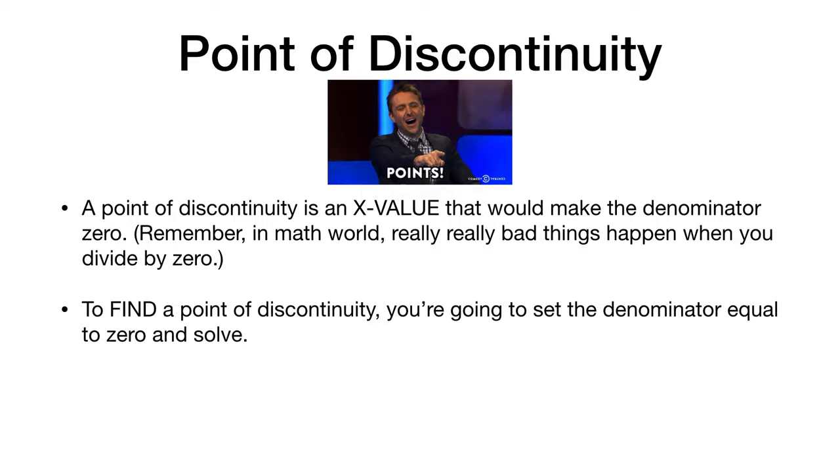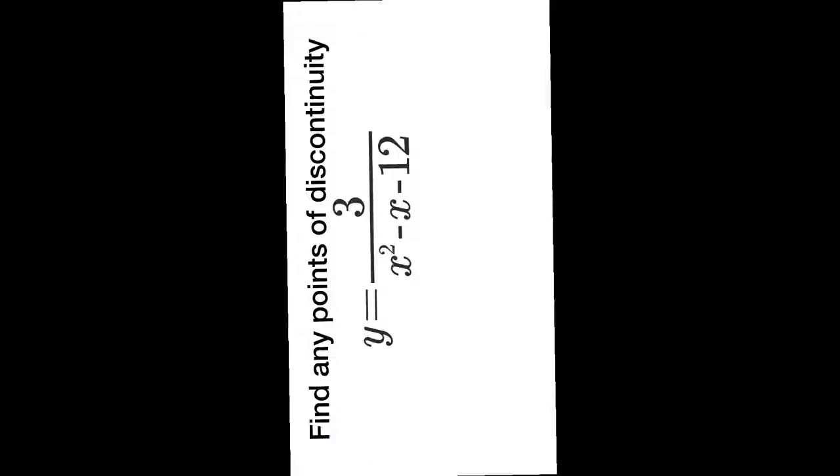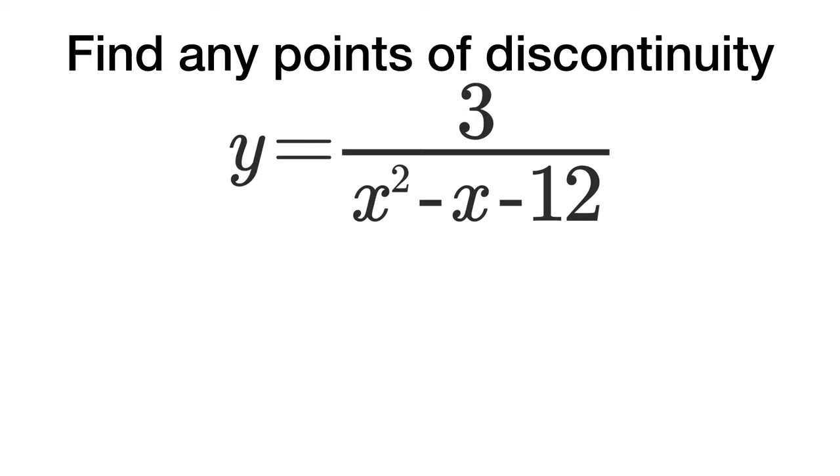So to find a point of discontinuity, we're going to do what you would think would be the horrible option, which is we set the denominator equal to 0 and solve. Because what we want to do is find out where those zeros are, where the points are that just don't work. So let's find some points of discontinuity.